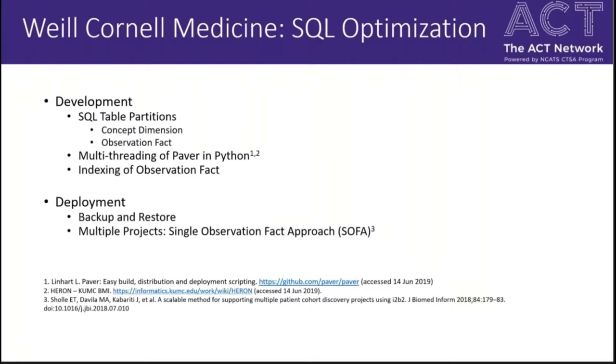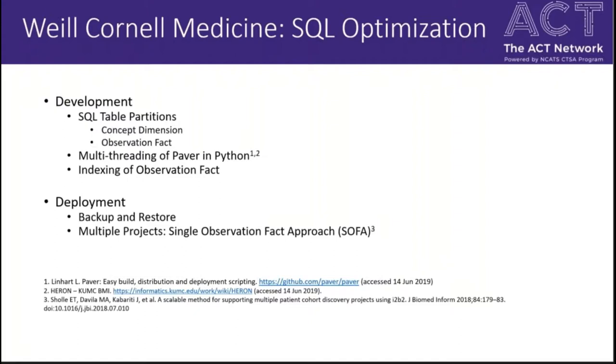In terms of ETL processing, we are fairly new to the whole process of ACT, so we just wanted to show what we've done with optimizations for our ETL process. In terms of i2b2, it's the same sort of infrastructure that we've implemented. We have SQL table partitions, with concept dimension and observation fact partitioned on the concept CD. We have multi-threading in Python, and we have indexing of observation fact, which makes our entire process go a little bit faster. You're able to query a little bit better.